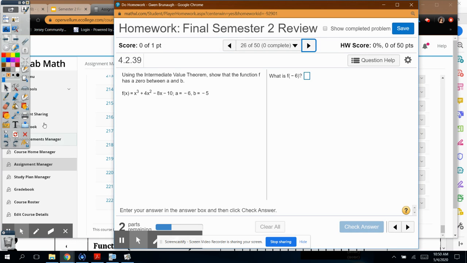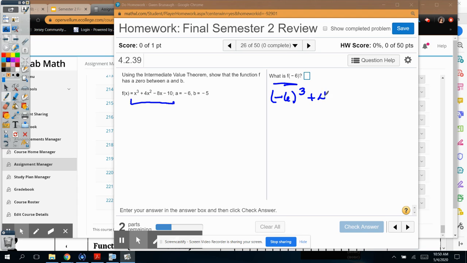So 26, this one looks like it might be better in order than the last one too. They want us to use the intermediate value theorem. All you have to do is plug this in. Was f of -6 in? Just plug this in with parentheses, -6 to the third plus 4 times -6 squared minus 8 times -6 minus 10. I'm just typing into my calculator right now. Parentheses are going to be important. And I got -34.